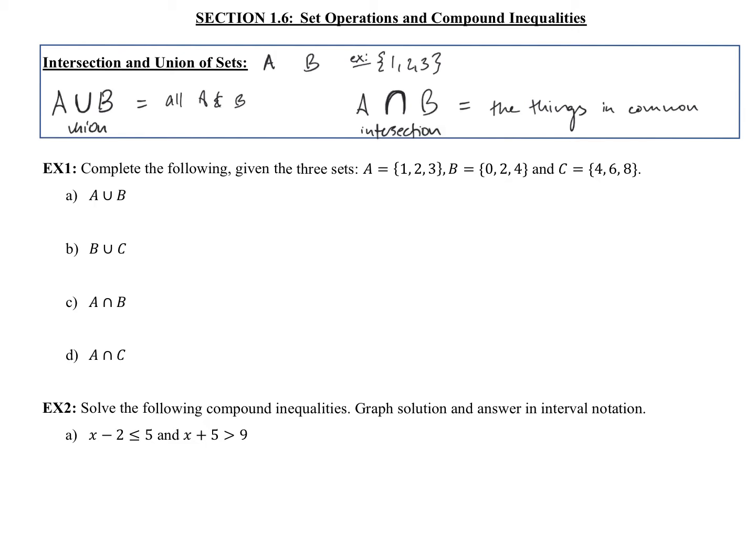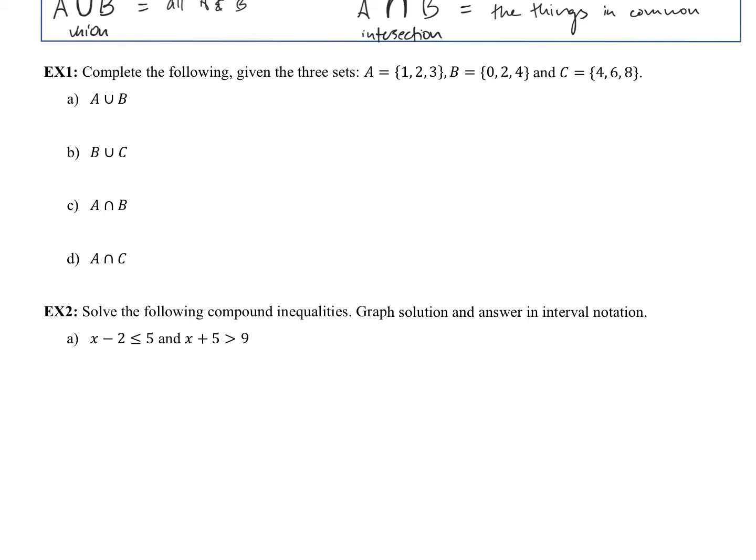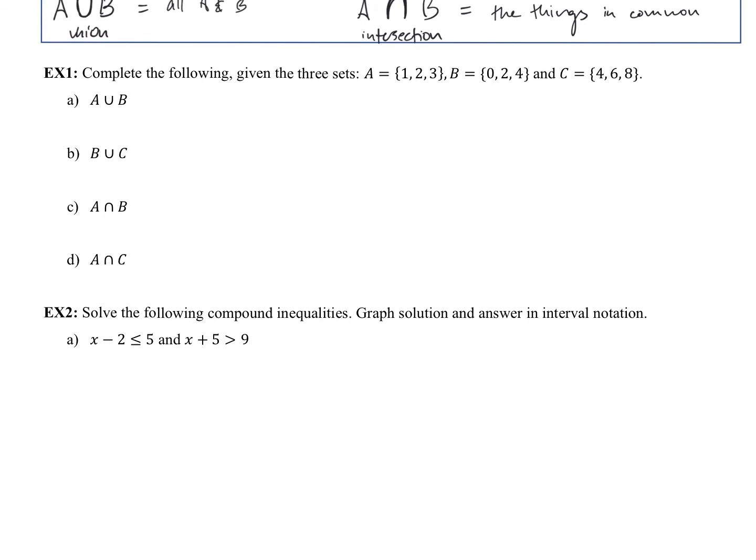Alright, so let's take a look at example 1. Complete the following. Given the three sets, we have A is 1, 2, 3, B is 0, 2, 4, and C is 4, 6, 8. So A, we're talking about A union B. So union, we think of marriage. That means everything from A and everything from B, we're going to plop it in. The order doesn't really matter, but usually I like to put it in numerical order. So we have 0, 1, 2. Ooh, they both have a 2, but we don't have to write it twice, we can just write it once. 2, 3, and 4. Those are the items entirely, because it was union.